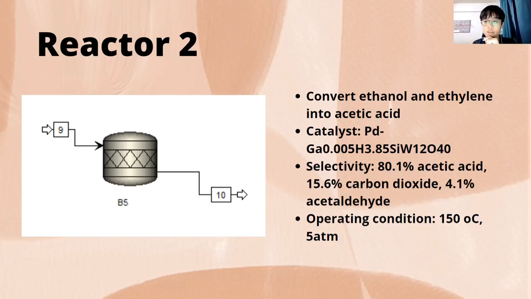The reason why part of the ethylene is first converted into ethanol instead of direct oxidation of ethylene is because the conversion from ethanol is as high as 90%. In reactor 2, air is the limiting agent. Reactor 2 operates at 150 degrees Celsius and 5 atm.